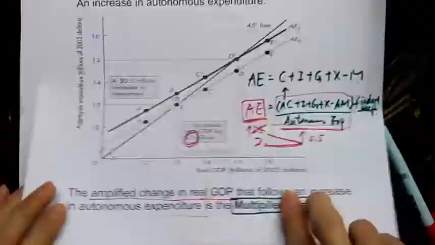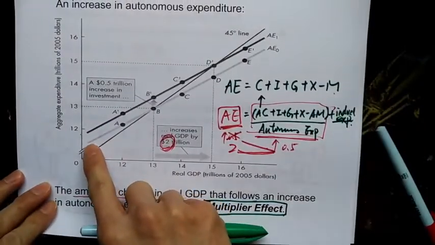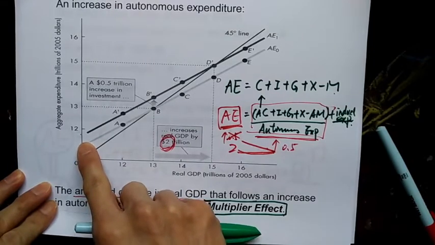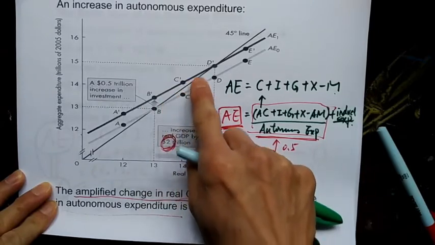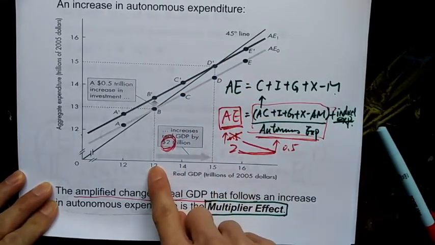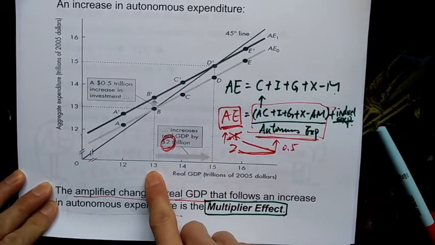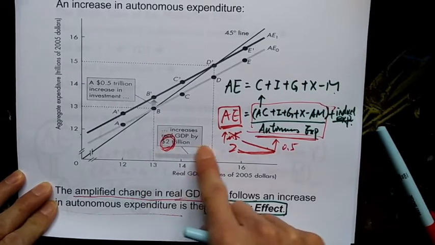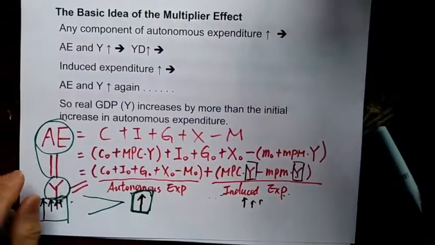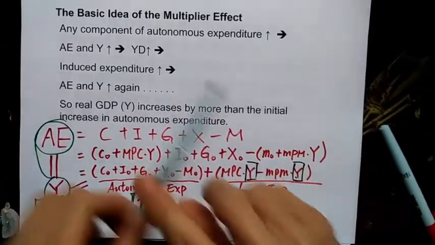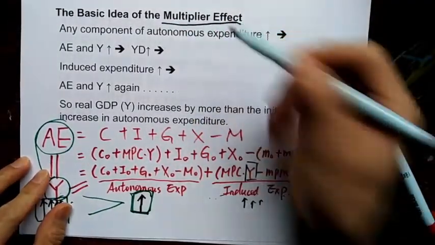That is why when autonomous expenditure increases by this much, 0.5, shift up by 0.5, the equilibrium expenditure, equilibrium income increases by 2, more than 0.5. This is called the multiplier effect. Let me say it again.